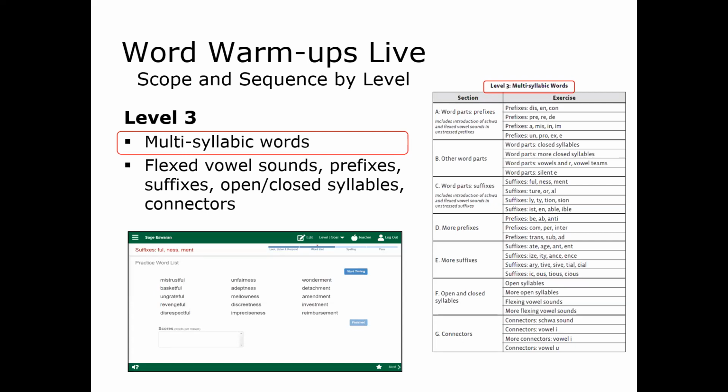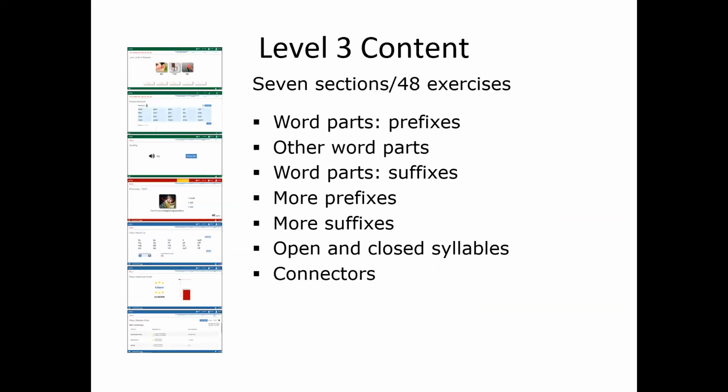So what Level 3 does is it allows students to practice chunking the words by syllable and then blending them together. And we know that oftentimes those things sound slightly different. So they're allowed to practice the flex vowel sounds, prefixes, open and closed syllables, and connectors. In that multisyllabic level 3, there are 7 sections with 48 exercises between them.